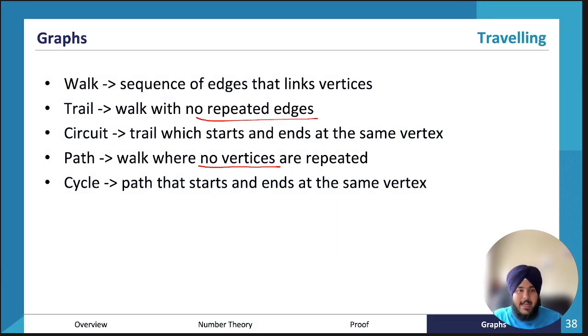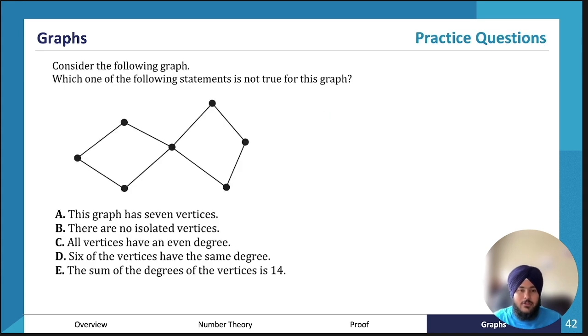So now we'll just go through some practice questions to consolidate what we've learnt in terms of graph theory, and also the rest of the concepts covered throughout the lecture. So let's get started with the questions. The first question: consider the following graph. Which one of the following statements is not true for this graph?